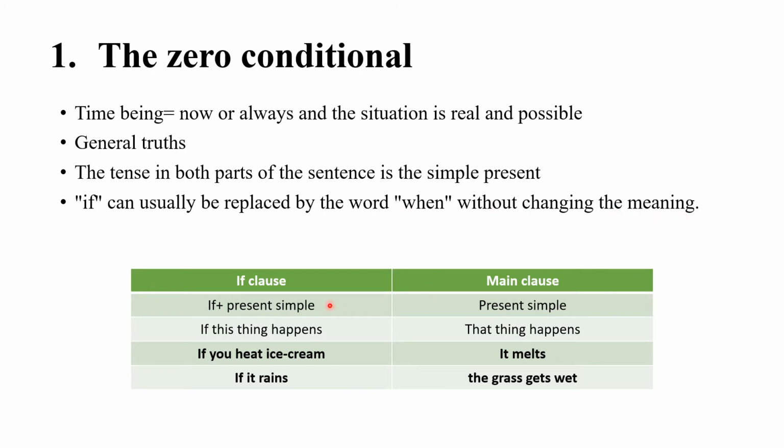The construction of the zero conditional is: the if clause contains if plus a present simple tense, and the main clause also contains a present simple tense. The zero conditional usually shows that if this thing happens, that thing happens. Like, if you heat ice cream, it melts. It's a general truth and we can see that in this zero conditional both the clauses are in present simple. Another example can be, if it rains, the grass gets wet.